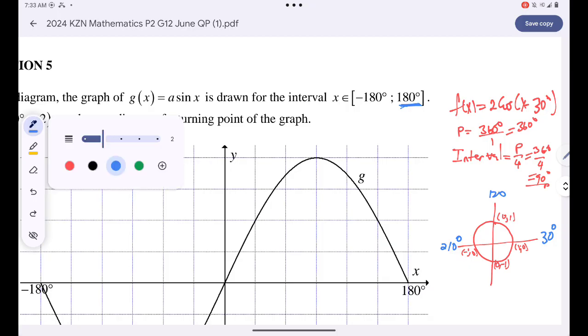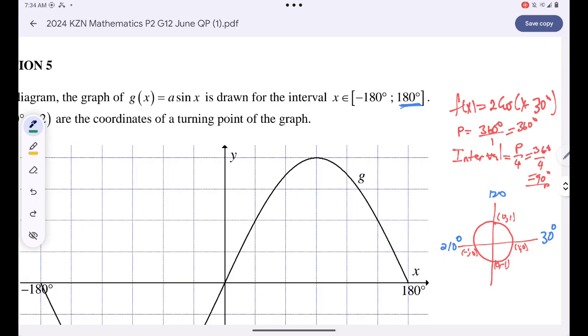So now let me accommodate the negative angles. How can I accommodate negative angles? By subtracting 90 from my starting point. So 30 minus 90 will just give me negative 60. Negative 60 minus 90 is negative 150.